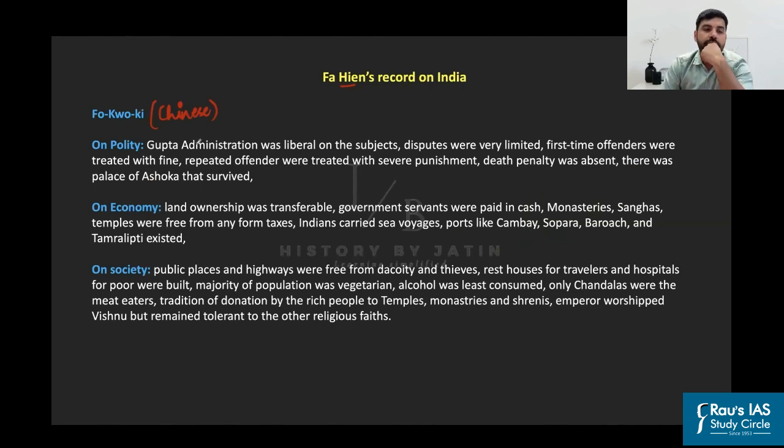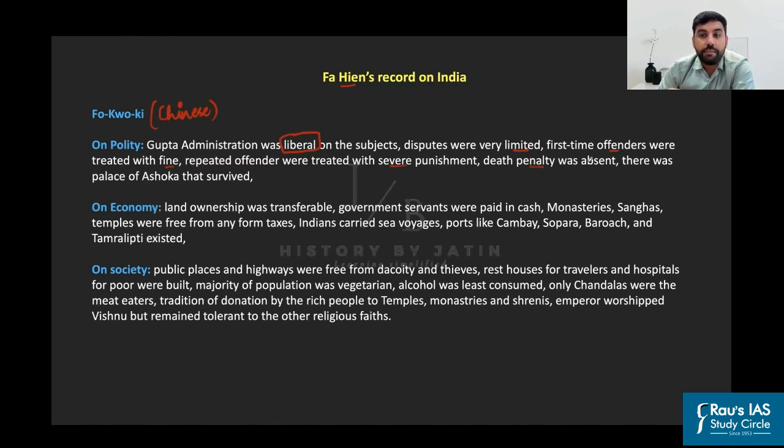As far as Indian polity is concerned, he says that Gupta administration was liberal. This is very important. It will change during the Harsha period. Disputes were limited. First-time offenders were treated with a fine. The repeat offenders were treated with severe punishment, the history-sheeters.